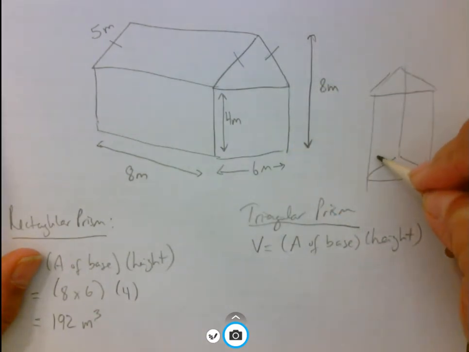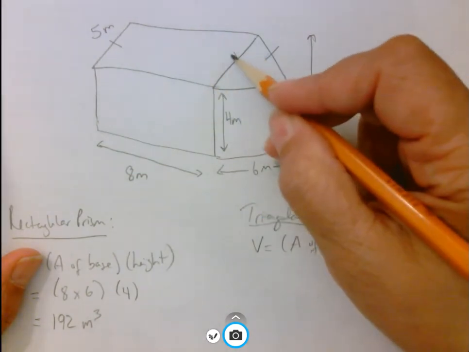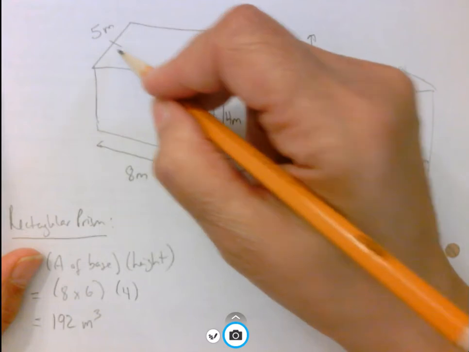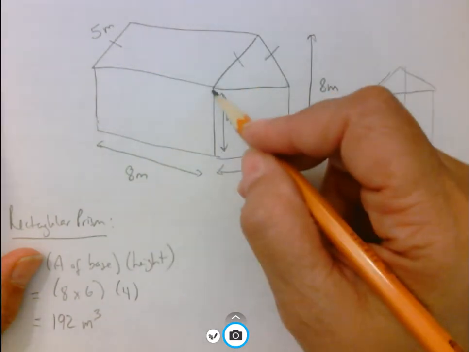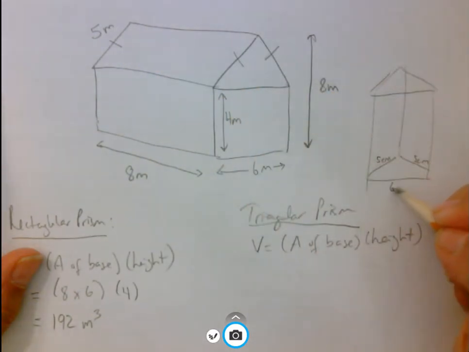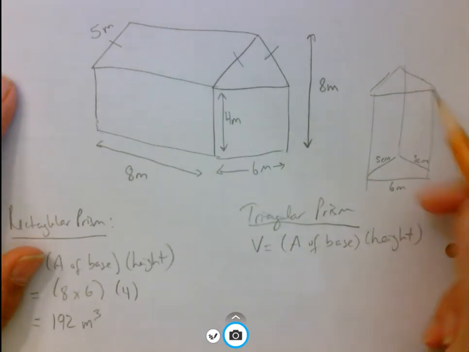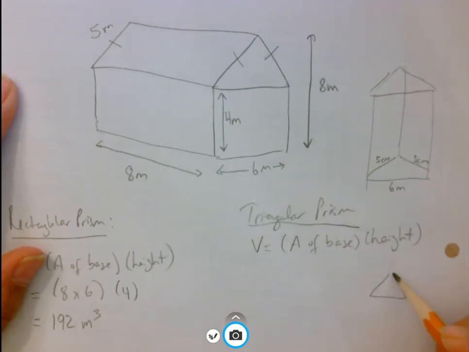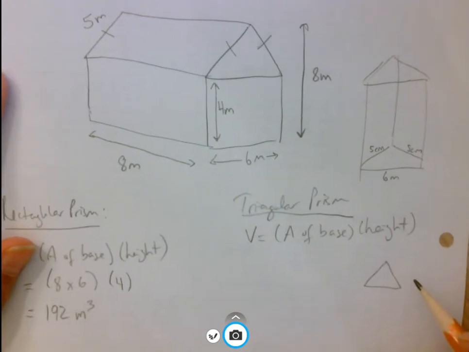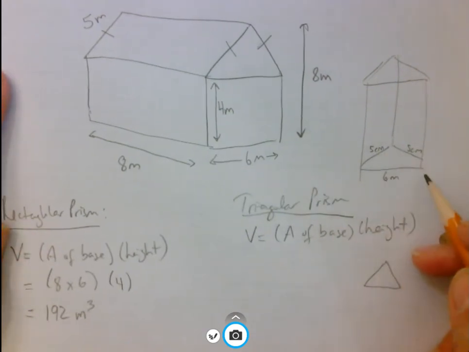You're given that this one is 5 centimeters, and that this one is 5 centimeters too, because those tick marks mean they're equal. So these are 5. And this one here you're given is 6 meters. Now we need area of the base times the height for the volume of the whole prism. So we need the area of the base. The base is a triangle, and for a triangle, we need base times height divided by 2.